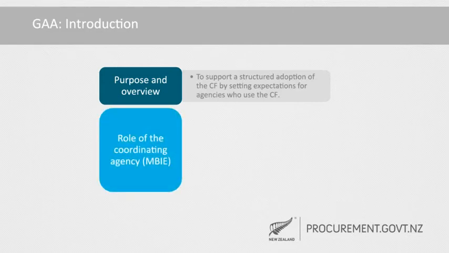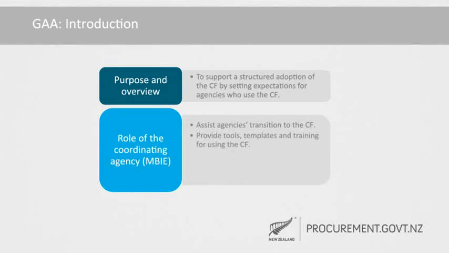MBIE is the coordinating agency and has an important role to play in assisting agencies improve their contracting and contract management practices. Under the GAA, MBIE will assist agencies transition to the contracting framework, provide the tools, templates, and training that agencies and providers need to use this contracting framework, help agencies who are working with the same provider collaborate and share information by keeping a register of outcome agreements and planned audits and monitoring, review and update the contracting framework documents so they can be used by a wide range of agencies.